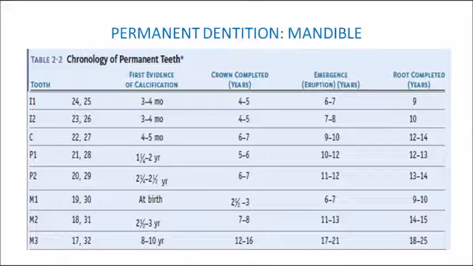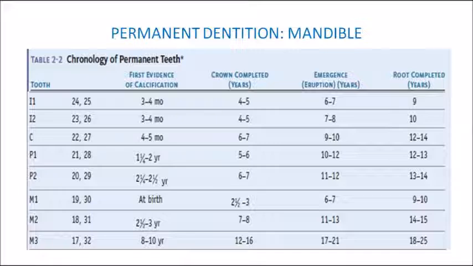So from birth, there is a time period of 8 to 10 years. That is the time at which you can see that all the permanent teeth of the lower arch have begun calcification. It was 7 to 9 years in the case of upper arch for the third molars, 8 to 10 years in case of the lower arch third molars.